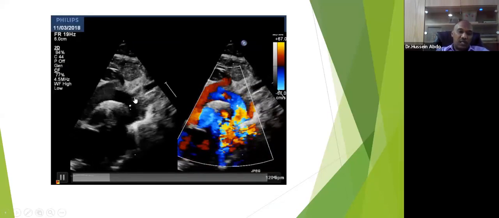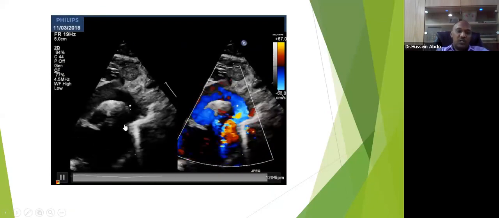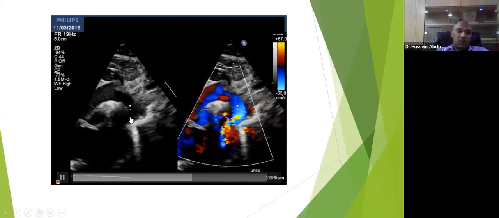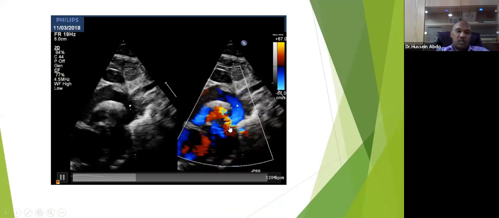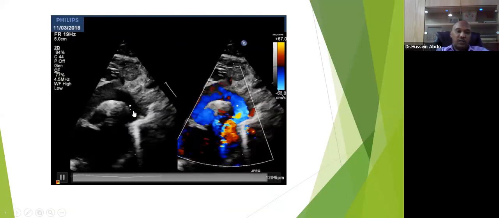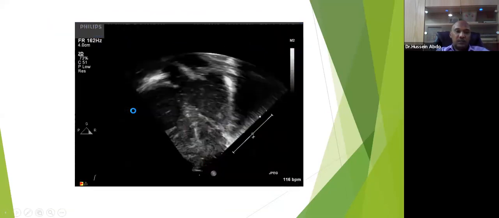Again, this is also a patient with coarctation who has a posterior shelf with acceleration of flow and coarctation.